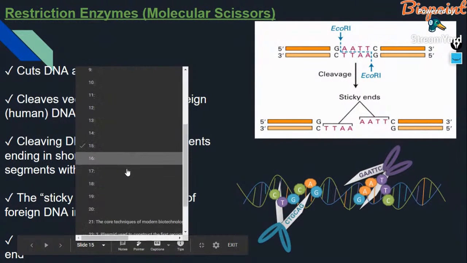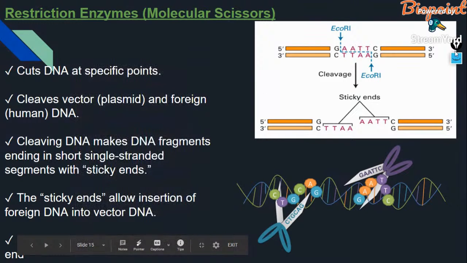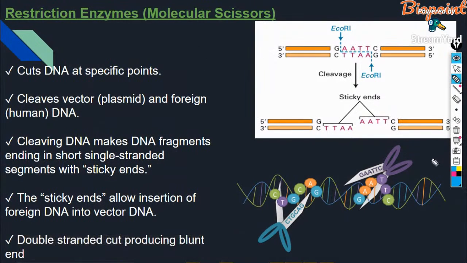Let me check how many slides are left. Next, we are going to discuss the conditions of restriction enzymes, which can also be called molecular scissors. First point, molecular scissors: they cut DNA at specific points. Very important, in between they cannot go and cut. They cut the DNA only at specific points.